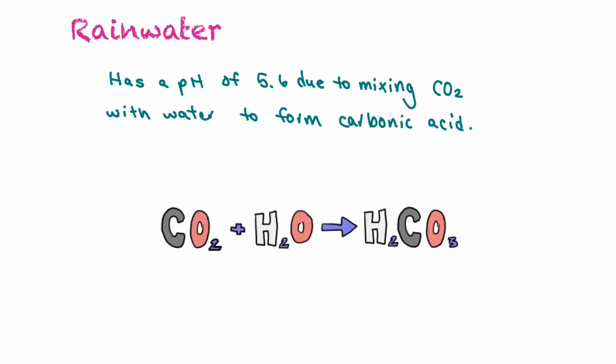So rainwater itself actually is not neutral. It has an acidic pH of around 5.6, and this is due to the mixing of carbon dioxide with water in the atmosphere to form carbonic acid in this reaction right here. So CO2 plus H2O makes H2CO3.